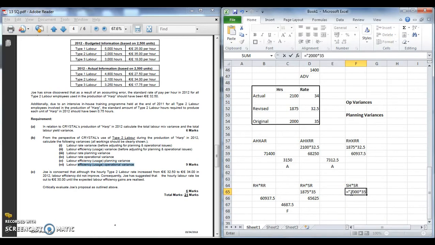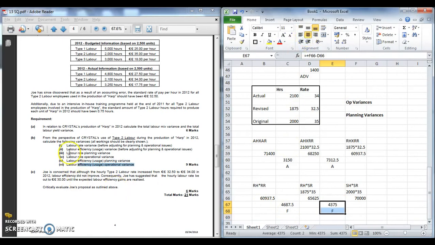So that's favourable. The last one then, standard hours, which are 2000, or you could call them original hours, times the standard rate, or what's called the original rate. And then that gets you 2000 times 35. So comparing those two together, you have a difference of 4375. And the question is then, is that favourable or unfavourable? Well, if you look at here, the original standard had 2000 hours. The revised standard now has only 1875. Therefore, you need less thanks to the new standard. Therefore, again, it's favourable. So you put in favourable.